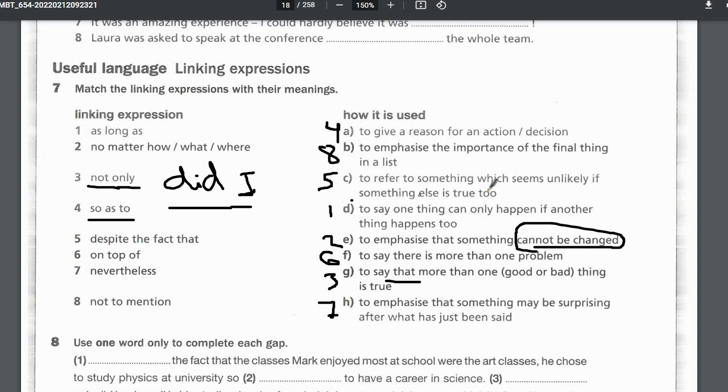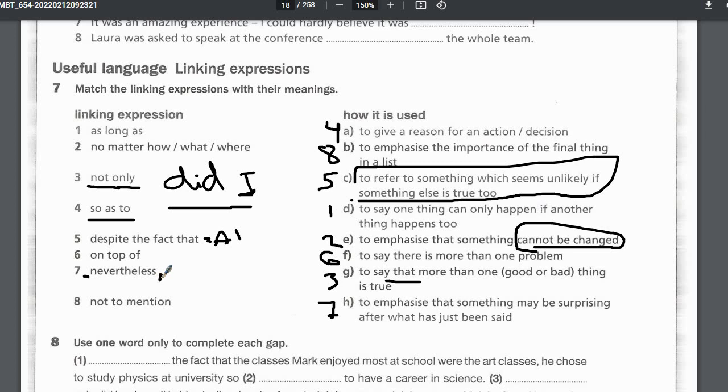This was for contrast, number 5. So despite the fact that it rained, this is the same as although, exactly the same. Although it rained, despite the fact that it rained, for contrast. 6 is to add, on top of this. Nevertheless, for contrast, after a full stop and followed by a comma: he studied, nevertheless, he failed the exam and needs to repeat it. So surprising, because that's contrast. And not to mention, you're going to emphasize the last thing.